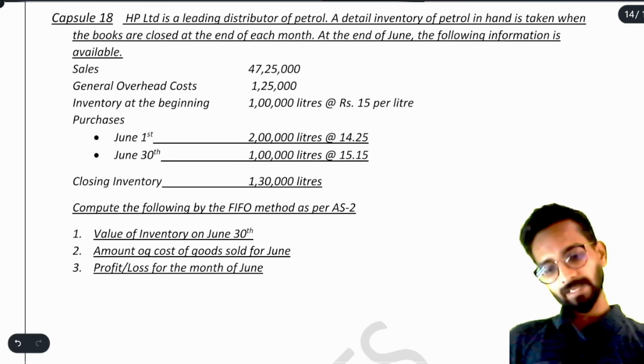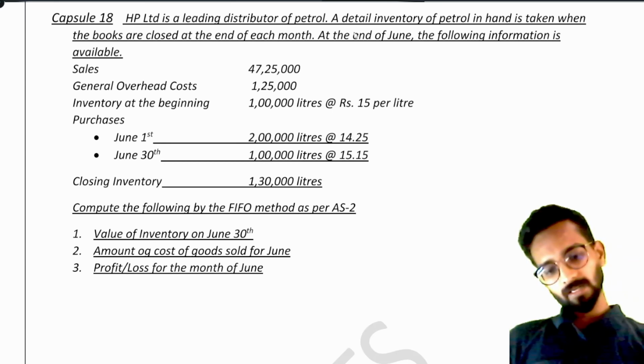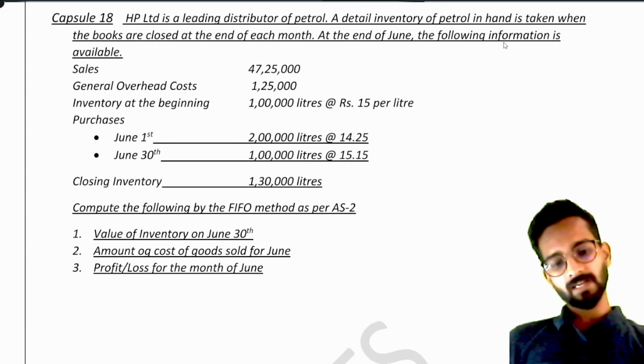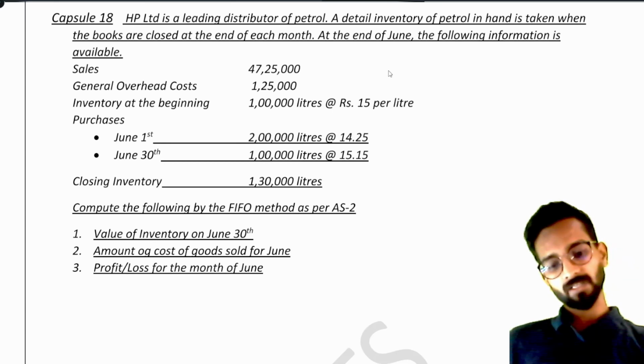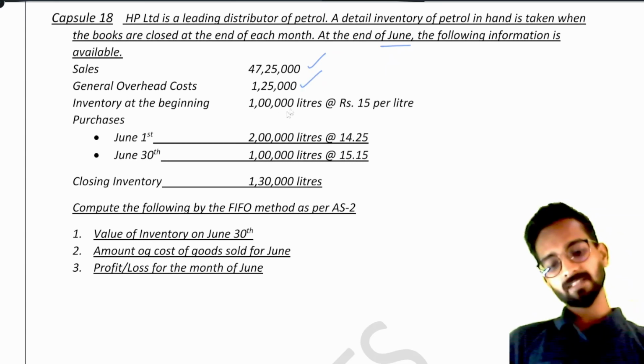Check. HP Limited is a leading distributor of petrol. A detailed inventory of petrol in hand is taken when the books are closed at the end of each month. At the end of June the following information is available. Check. We are talking about June. Sales, general overhead cost, inventory at the beginning is 1 lakh liters at rupees 15 per liter.